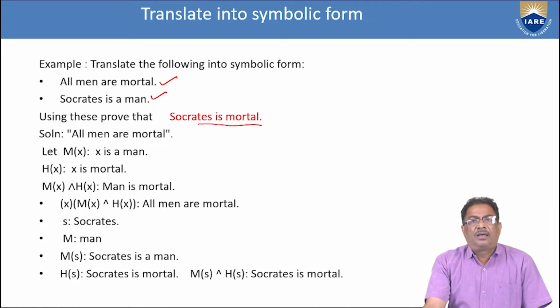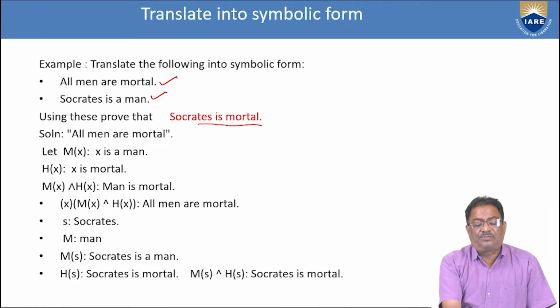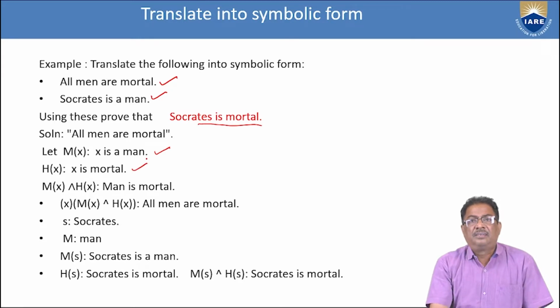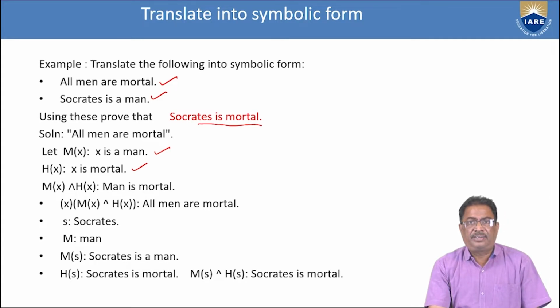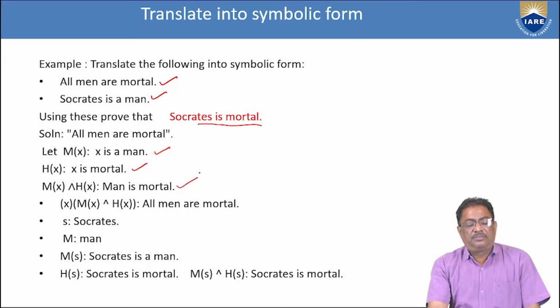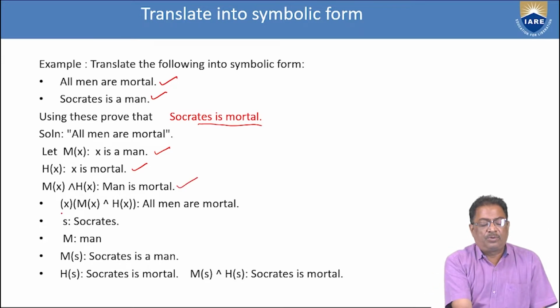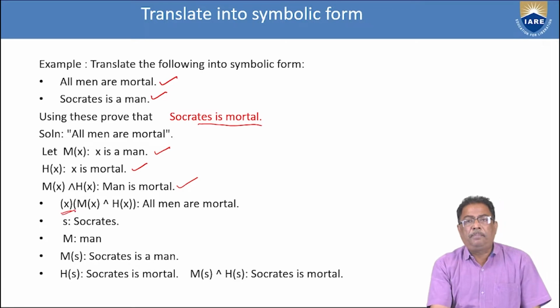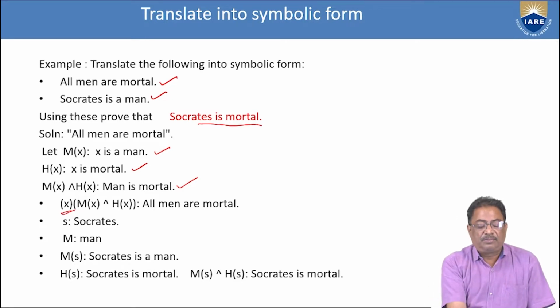So here, all men are mortal. Let us take M(x), this is a predicate, x is a man, and H(x), x is mortal. Then if we take M(x) and H(x), man is mortal. Here the quantifier we are going to adopt is for every x, which means all men are mortal.